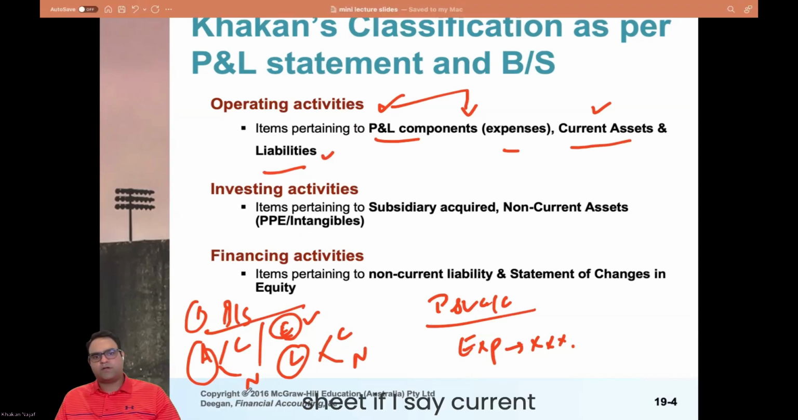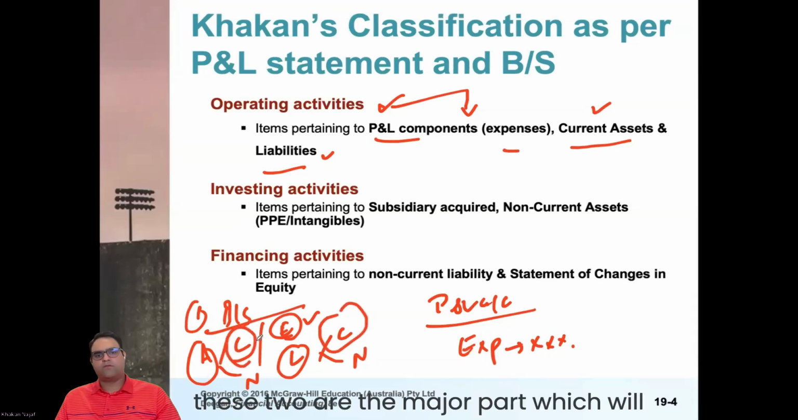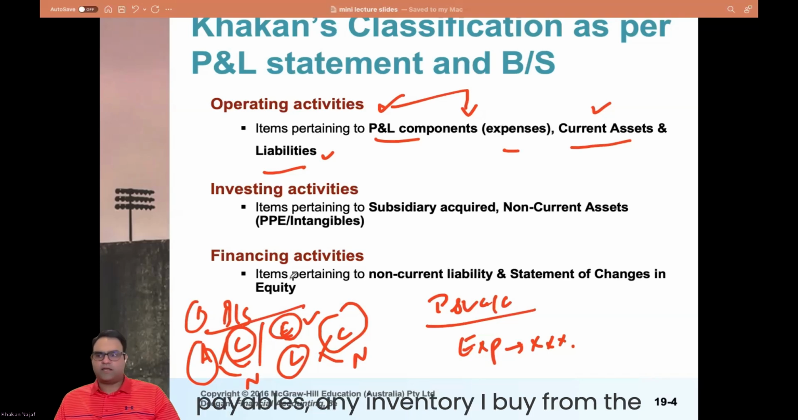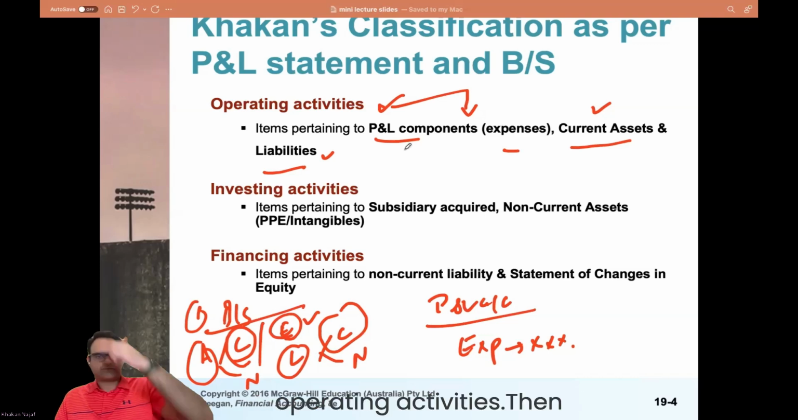So in the balance sheet, current assets and current liabilities are the two major parts which will go to operating activities. Any cash I receive from the receivables, any cash I pay to the payables, any inventory I buy for the cost of goods sold, only the cash items will be treated as part of operating activities.